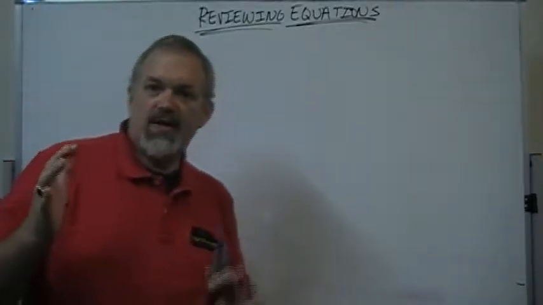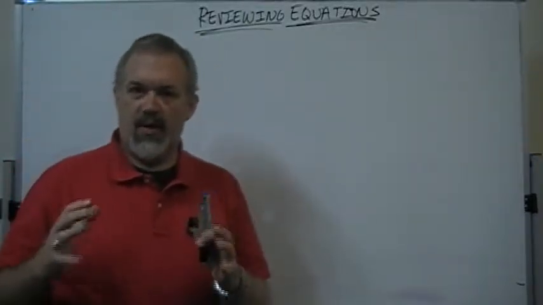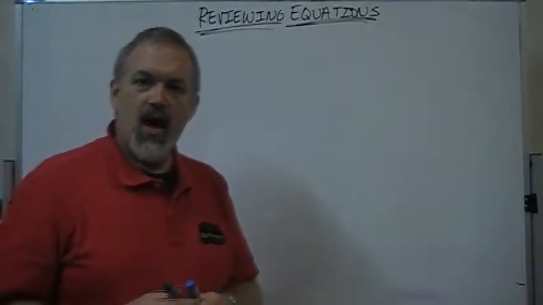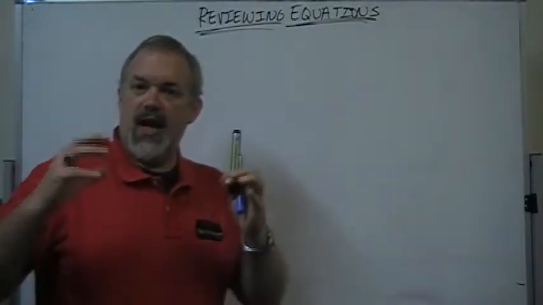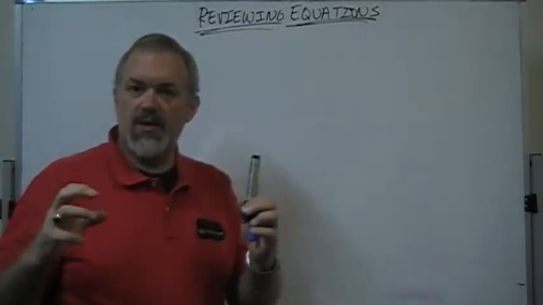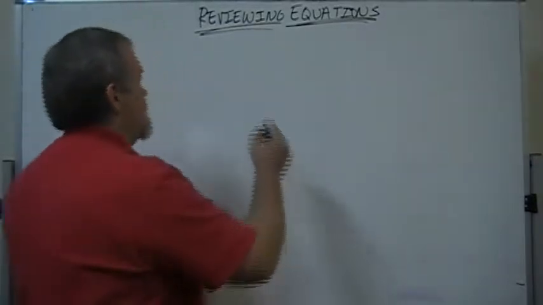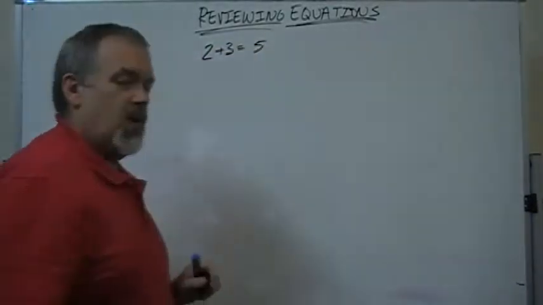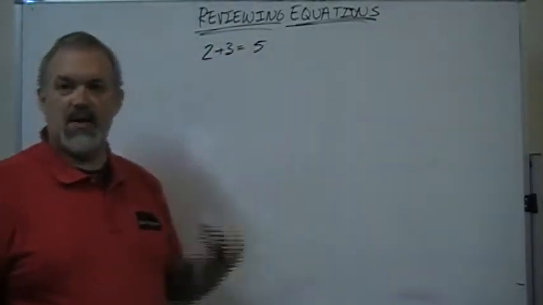All right, today we're going to talk about equations, and we're going to be reviewing what we've talked about previously about equations. Remember that an equation is just saying that two things are equal to each other. For example, we could say 2 plus 3 equals 5. That's an equation. I'm just saying this is equal to that.